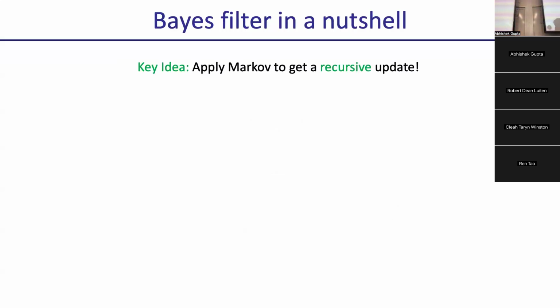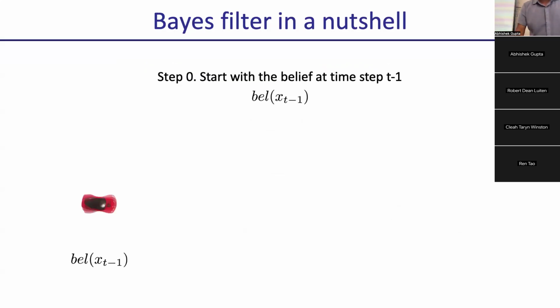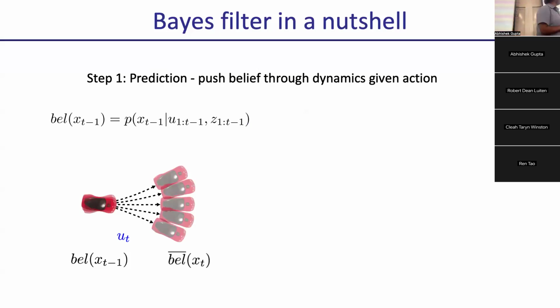Okay, so let's work through the Bayesian filter. The key idea is that you apply the Markov property to get a recursive update, an update that you can keep repeating. We start with the belief at time step t minus 1. Can someone tell me what that is in terms of probabilities? What is belief at xt minus 1? Yeah, the probability that we're at xt minus 1 given the actions and measurements previously. That's good. Your belief at xt minus 1 is p of xt minus 1 given u1 to t minus 1 and z1 to t minus 1, right?